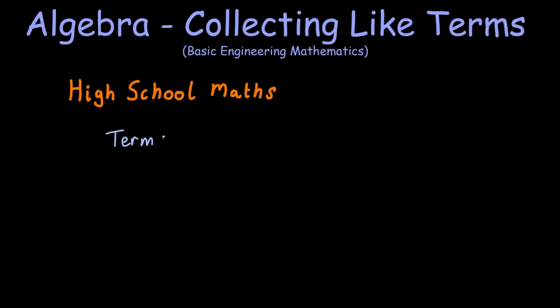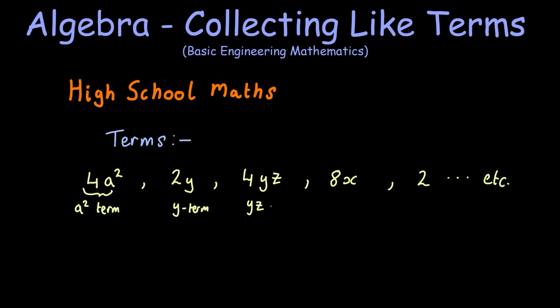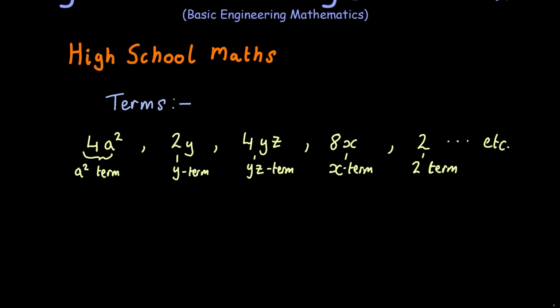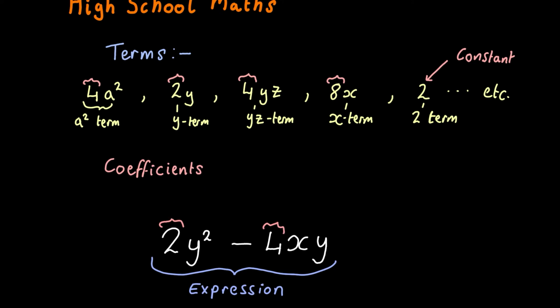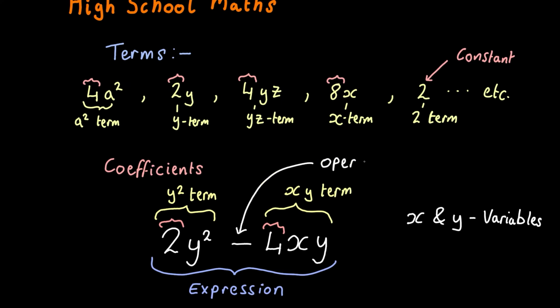These expressions and equations are built up of terms, and a term is a number or letter on its own, or numbers and letters multiplied together. And any number that comes before a variable, like the 4 in the a squared example, these are called coefficients. So let me quickly summarize these definitions with an example expression. This expression is 2y squared minus 4xy. We have two coefficients, a 2 and a 4. We have a y squared term and an xy term and a subtraction operator. And this expression consists of x and y variables.